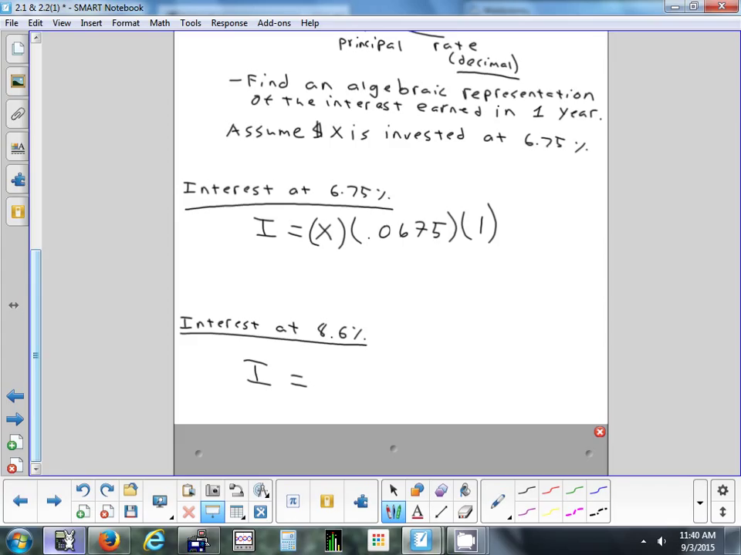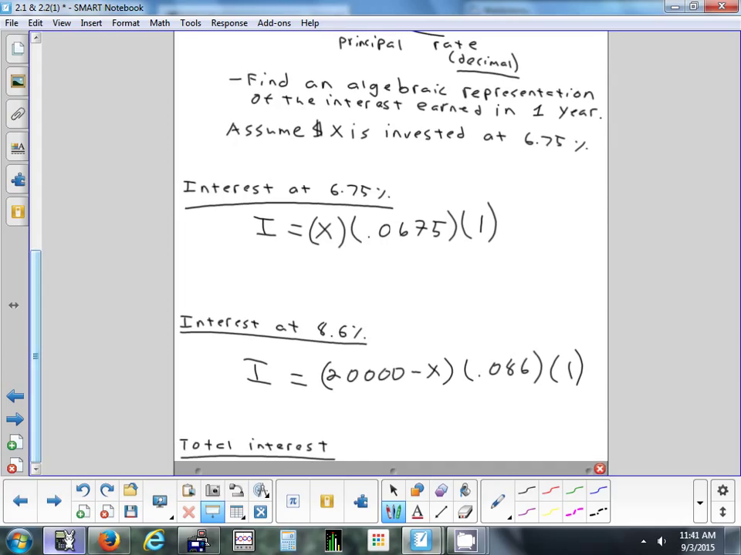Now let's find out how much interest he's going to earn at 8.6%. How much money is he going to invest at 8.6? Right, he had 20,000 minus what he already has invested in the other investment. Okay, the rate, I'm going to change it to a decimal, 0.086. Again, the time is 1 year. We don't really need that.